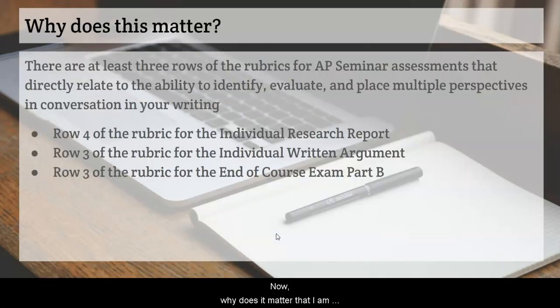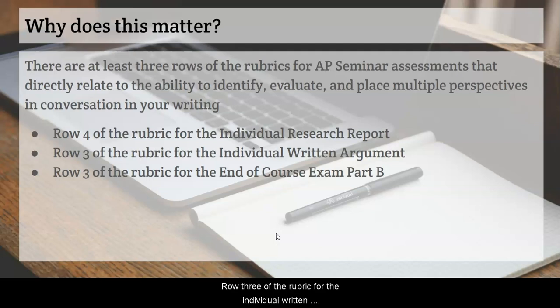Now, why does it matter that I am able to identify and communicate about perspectives and how they relate to each other? There are at least 3 rows of the official rubrics for AP seminar assessments that directly relate to the ability to identify, evaluate, and place multiple perspectives in conversation in your writing. Row 4 of the rubric for the individual research report evaluates whether or not you've identified multiple perspectives on a particular issue or topic and place them in conversation with each other by explaining their relationships, whether they are oppositional or binary, similar, or if they are unrelated but relevant.